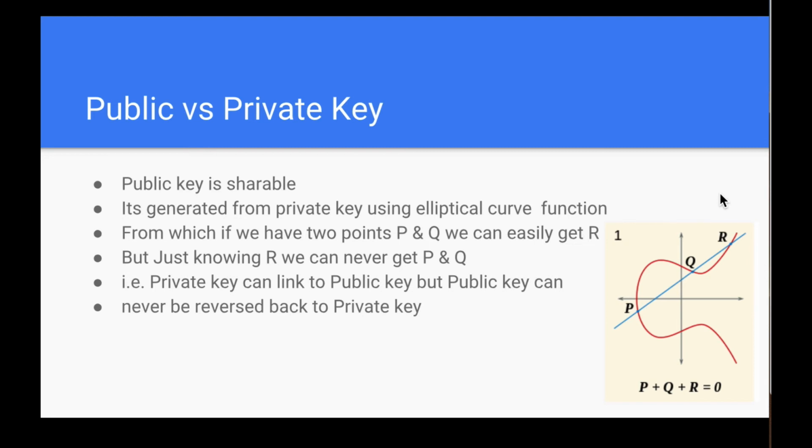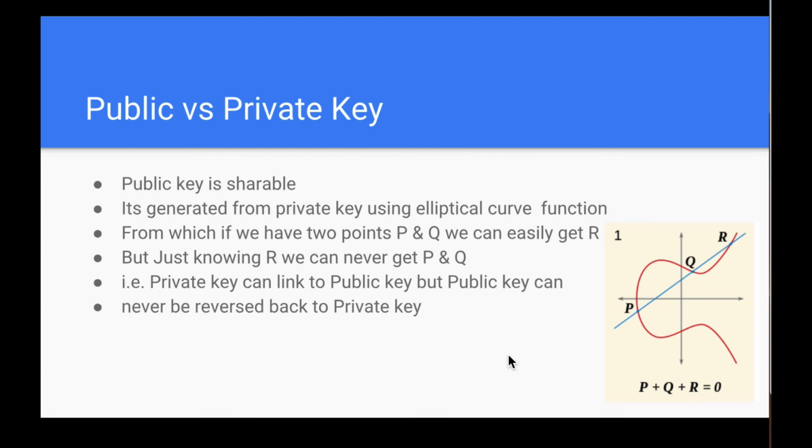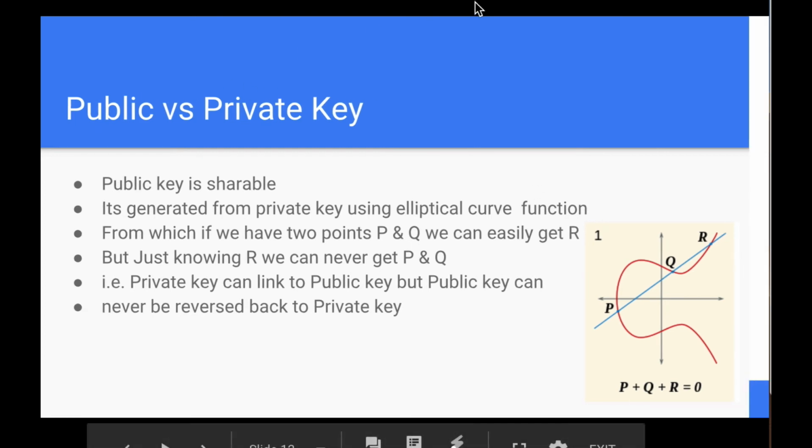From any mathematical function or equation, if you solve it, we can get point R if I give you P and Q. But the same thing doesn't apply going backwards. If I give you point R, you can never go back and say that R was derived from point P and point Q. So that's how public and private keys work. The private key is always linked to the public key, but the public key can never be reversed to find out which private key it was derived from. That's how public and private keys work in encryption.